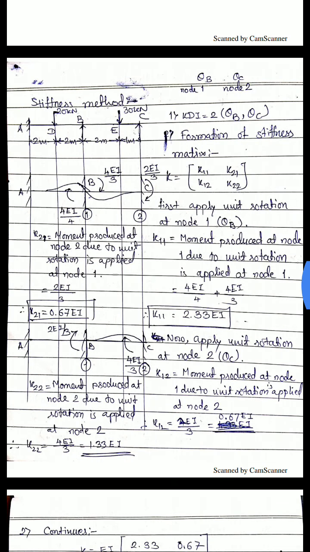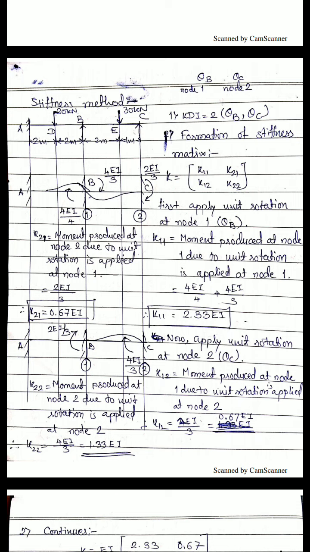Here θ is nothing but your unit rotation, so I will write directly 4EI by 4 only, because θ is a unit value. 4 is the span of AB. So for span AB, the moment produced is 4EI by 4.